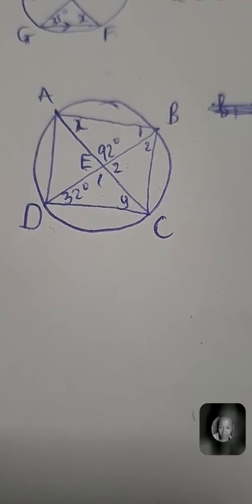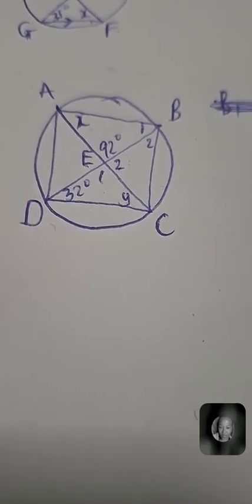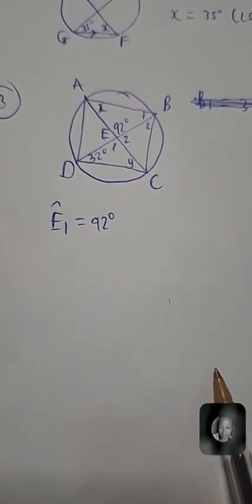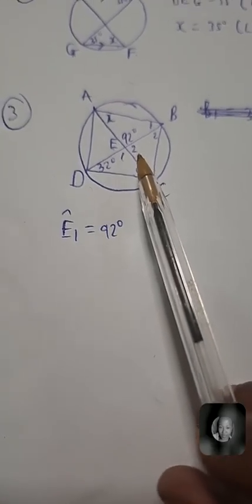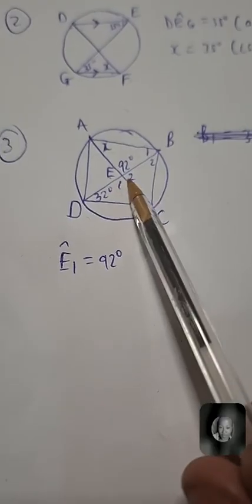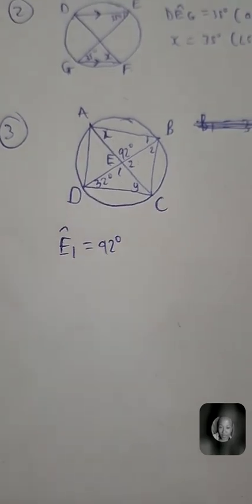Okay, I think 92 and E1 are equal, because they bisect. So I should say E1 is equal to 92 degrees. Why? Because they bisected E. I don't know the reason, but I know it's bisect something. I forgot it. I'm finding it hard to understand what you mean by bisect. The word bisect means to cut into half.